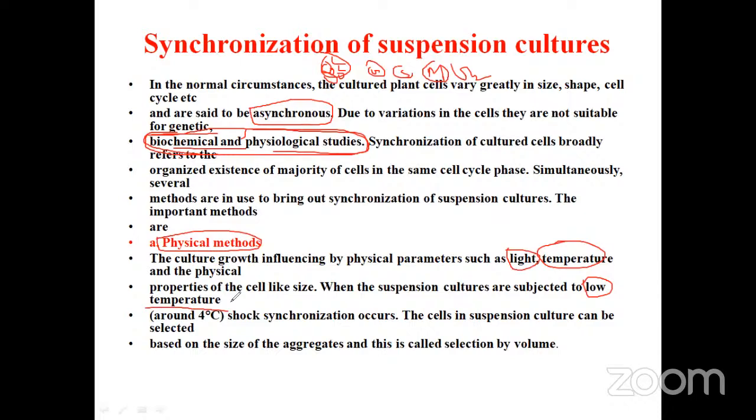If there is any variation in cell size, we apply the low temperature. Due to the low temperature, all cells are maintained at the same size, almost around 4 degrees centigrade. This 4 degrees centigrade shock is utilized for maintaining synchronization. Now the cell suspension is selected for any type of study. Right? This is the physical method. So in the physical method, to maintain synchronization, utilize proper light and temperature. Here the temperature may be around 4 degrees centigrade. So this is one physical method.